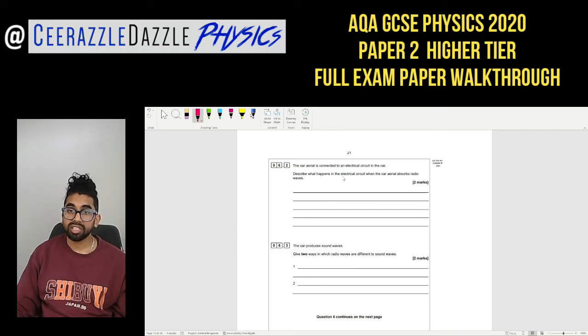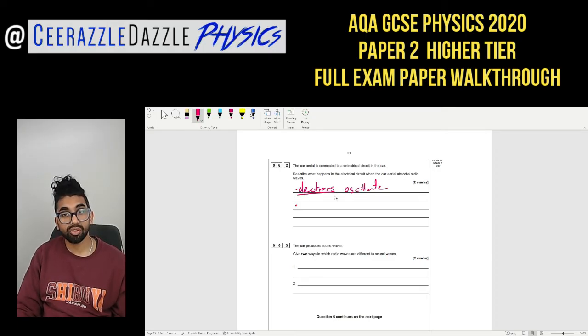6.2. The car aerial is connected to an electrical circuit in the car. Describe what happens in the electrical circuit when the car aerial absorbs radio waves. So if you've forgotten, what happens is that when the car aerial absorbs the radio waves, the electrons oscillate. So there we go, guys, the electrons oscillate in the aerial and they have the same frequency as the radio wave.